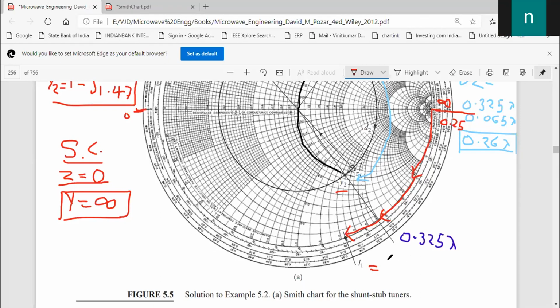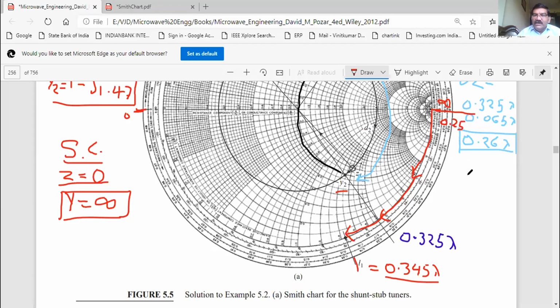0.095 is the answer, but here L1 is 0.345 lambda, am I right? This value I am reading, whatever the mark is there. Is it correct? Yes, sir. Now this is not the L1 value, this is the value we are reading.